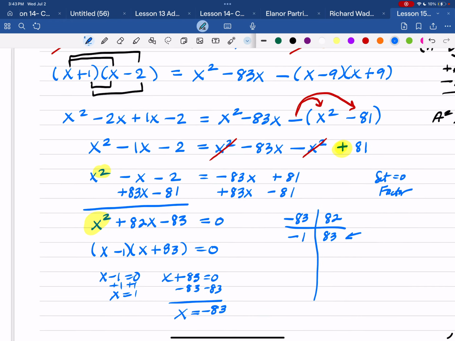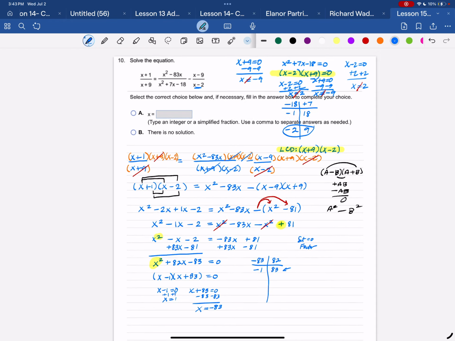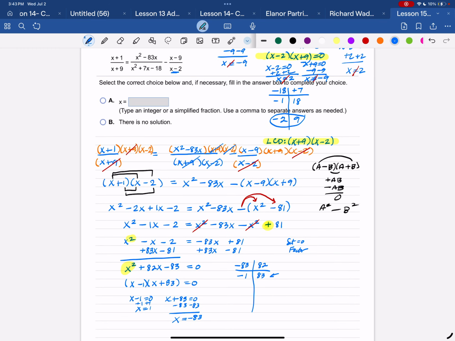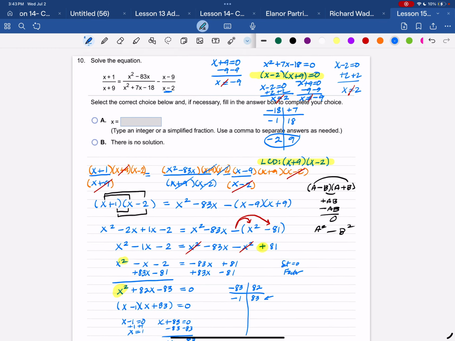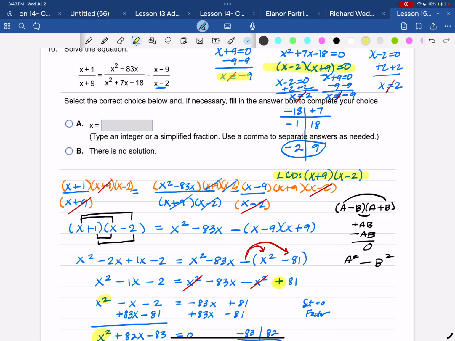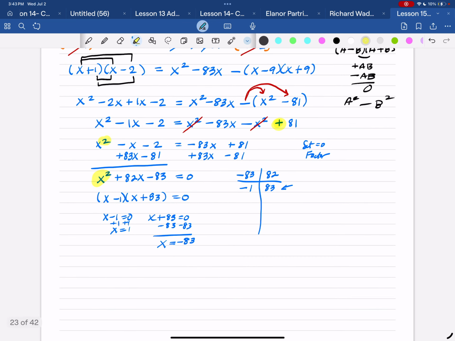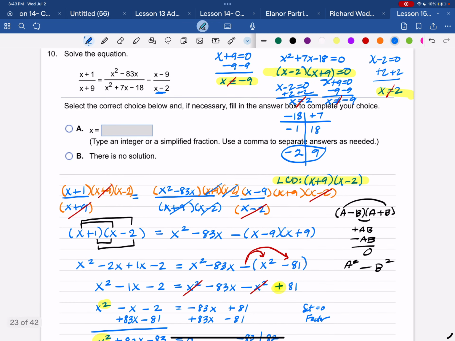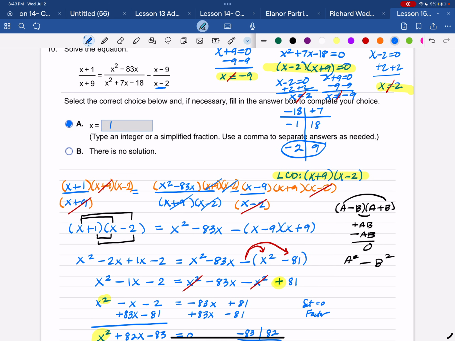We go back to the top and we compare to our excluded values, which were -9 and -2. And we didn't get -9 or -2. We got 1 and -83. So that is my solution.